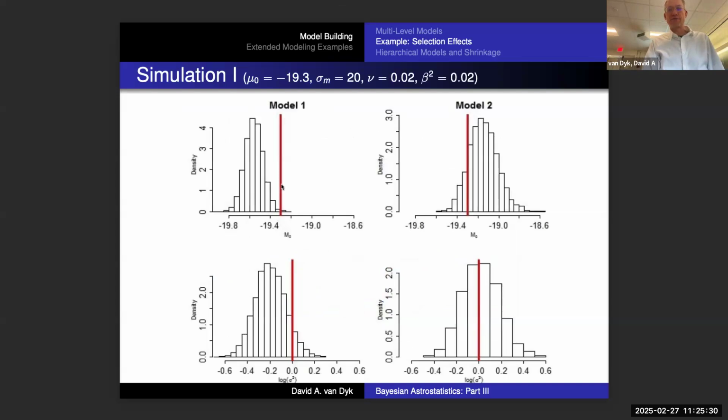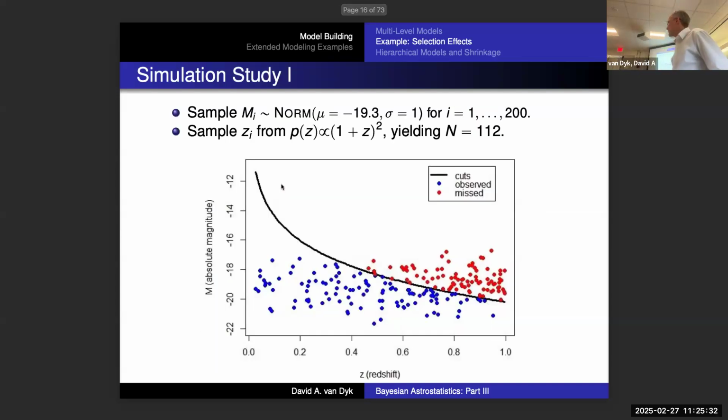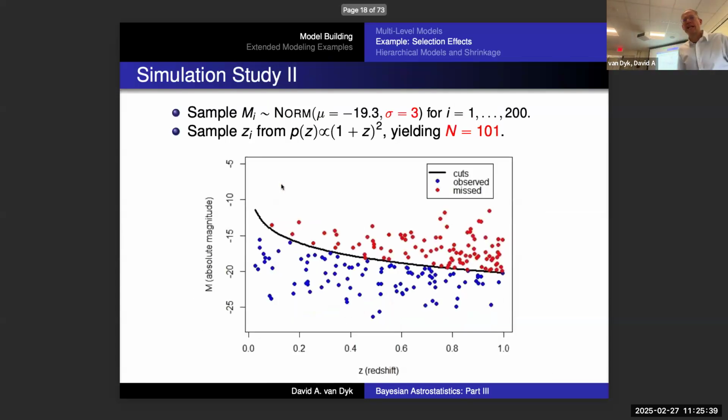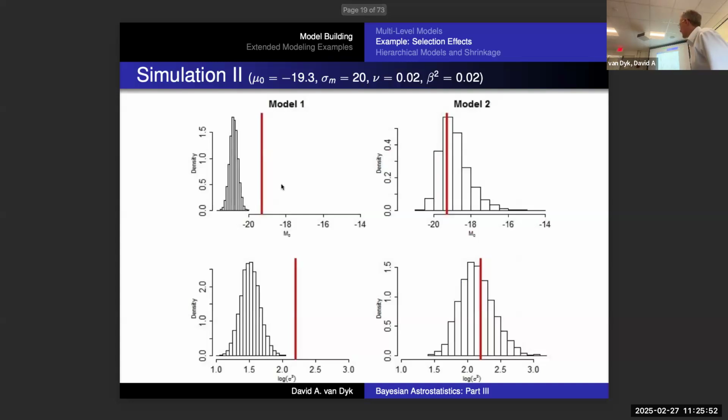Now if I redo the simulation with a higher variance, so instead of having sigma 1, now I have sigma 3, the red up there has changed. So the distribution is just wider. And what that means is there are going to be more supernovas that are above the threshold. They're not observed. And we get a more significant bias.